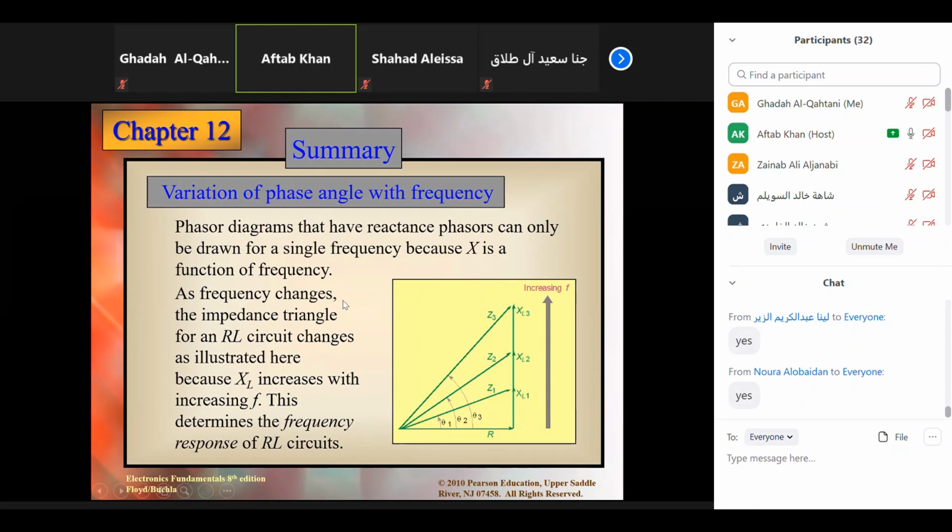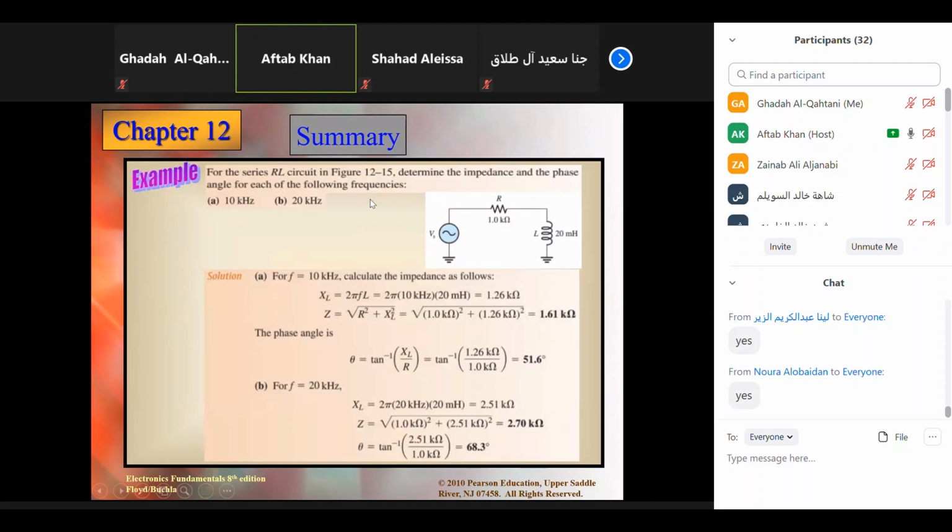That's it. All right, let's see a few more questions. Here for the RL circuit, determine the impedance and phase angle, girls. It is exactly the same question, if you remember, with 10 kilohertz and 20 kilohertz. We are going to prove that by increasing the frequency, the parameters are also increasing. First R is given, L is given. So we will find XL, very first thing. Then we will calculate Z by the vector sum formula. Then we will calculate theta, right? This is for frequency 10 kilohertz.